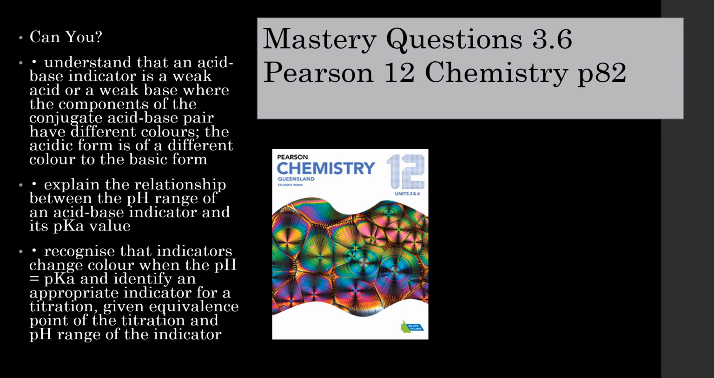So we've done a little bit today. Have you understood that an acid-base indicator is a weak acid or a weak base, and that the components are a conjugate acid-base pair that have different colours? Can you explain the relationship between pH of the acid-base indicator and the pKa? And can you recognise that the indicators change colour when the pH equals the pKa? And identify an appropriate indicator for a titration given the equivalence point of the titration and the pH range of the indicator. When you're good with that, please work on the mastery exercises for today.